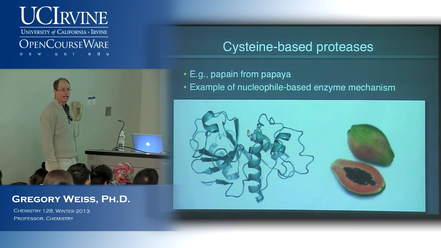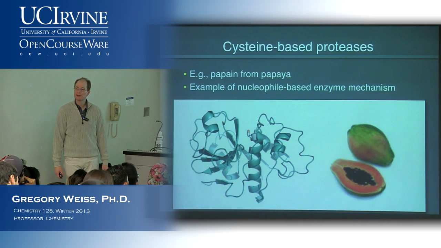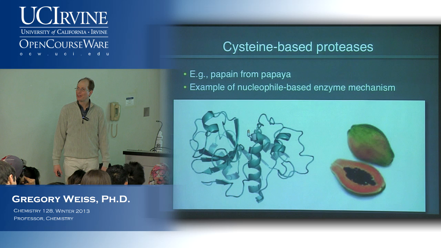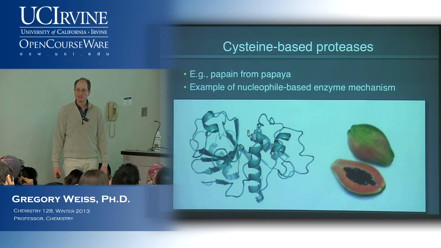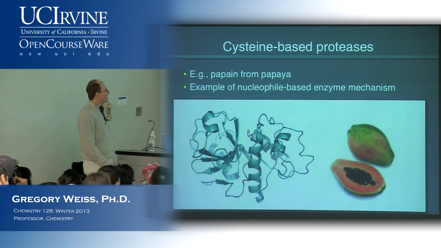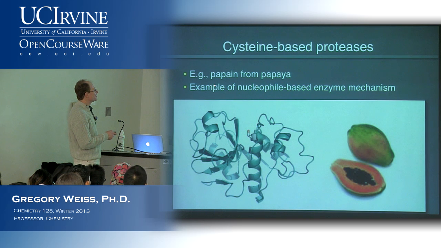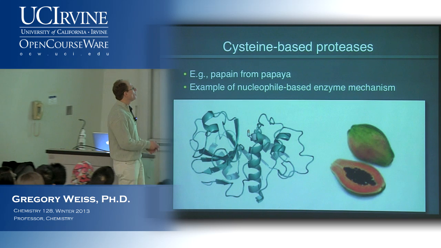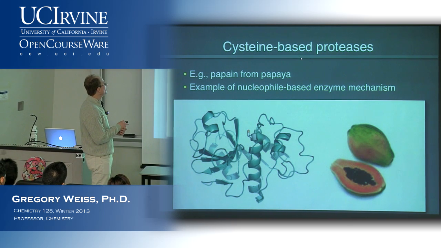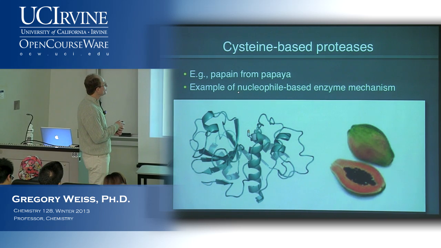Let's take a closer look at an example of a protease. The protease I want to show you is one of my favorites. It's isolated from one of my favorite fruits, papaya. And it's perhaps appropriately called papain, because it's isolated from papaya. It's an example of a cysteine-based protease. And it's furthermore another example of a nucleophile-based enzyme mechanism.